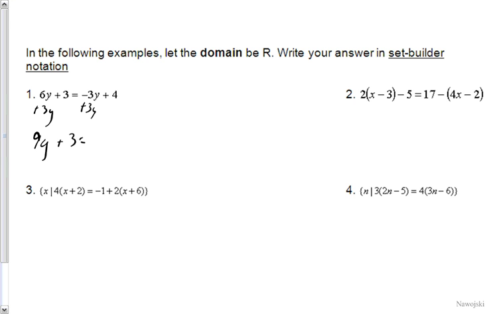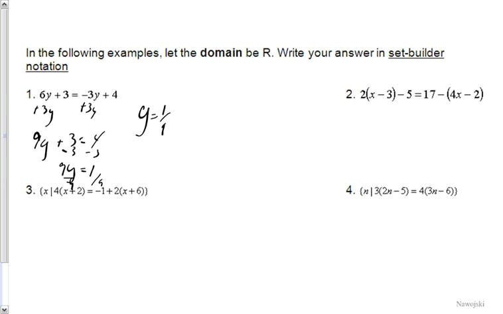9y plus 3 equals 4. Subtract 3. 9y equals 1. Divide by 9. y equals 1/9. Okay?